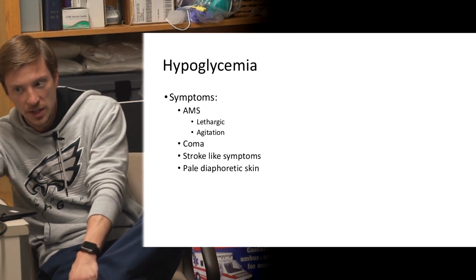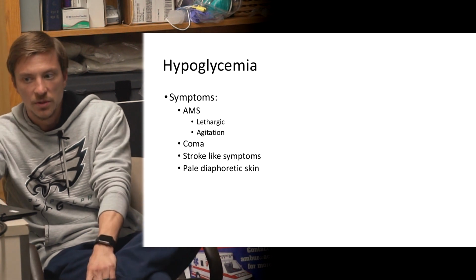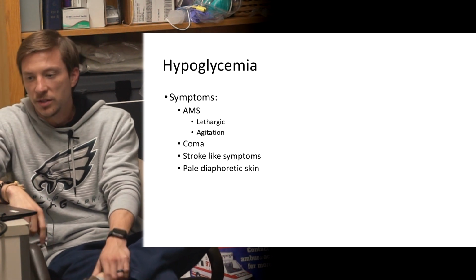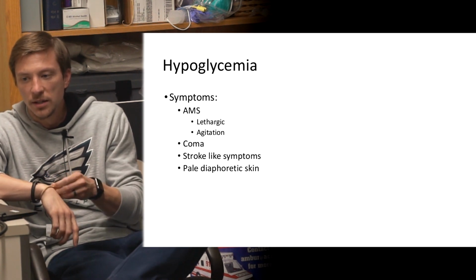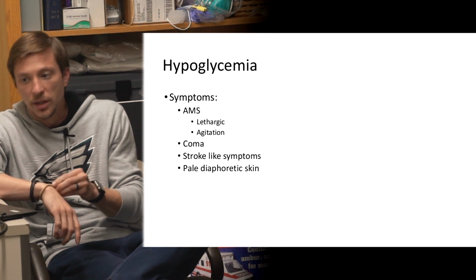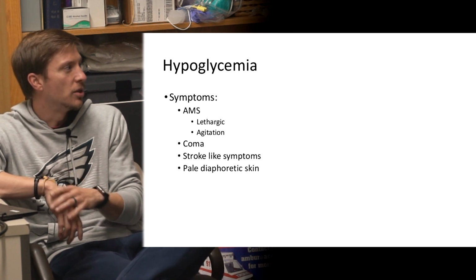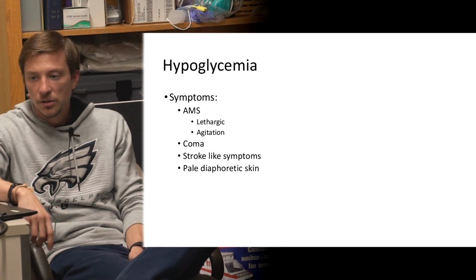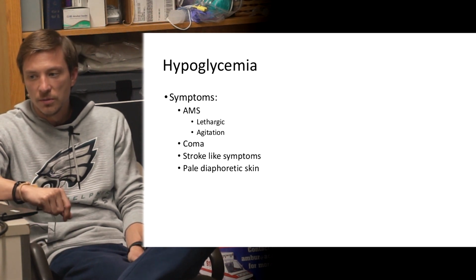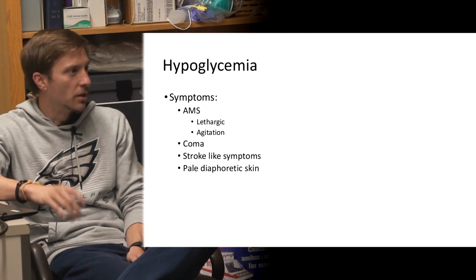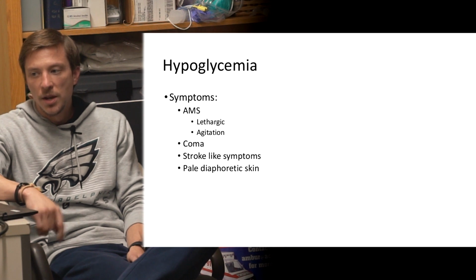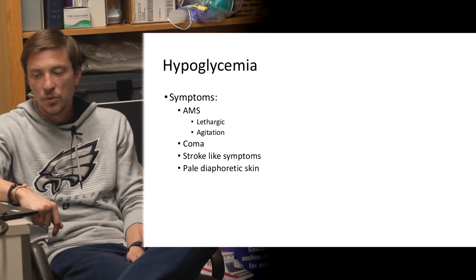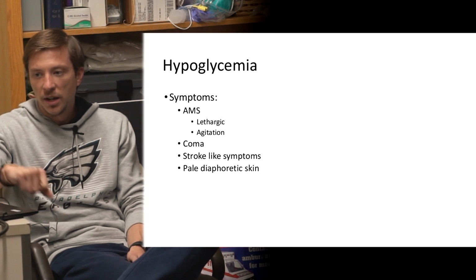So symptoms, we've all seen this. They're going to be altered. They can be lethargic or somnolent, or really agitated and combative. They can have coma-like syndromes, even stroke-like symptoms. A lot of times if you have patients presenting and you're concerned for a stroke, one of the things we want to check right away is a blood sugar, so that we can replace the sugar if it's too low. Then, if they don't improve, continue down the stroke pathway. And obviously the skin is pale and diaphoretic.